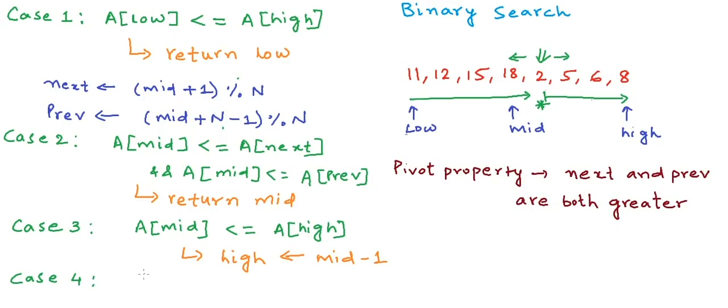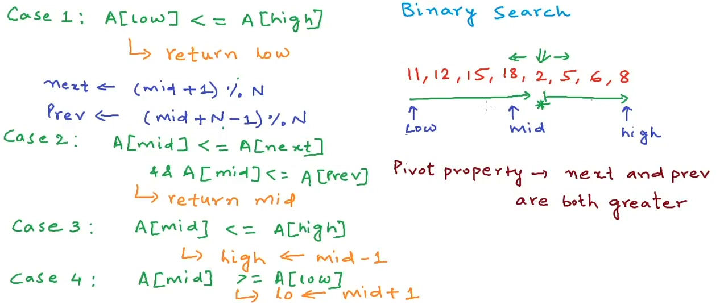And case 4 would be when the mid element is greater than or equal to the element at the lowest index. Now in this case, it is not possible that the pivot is in the left, so we will go and search in the right. So we will adjust low to mid plus 1. So we keep reducing our segments at each step and try to find out the answer.